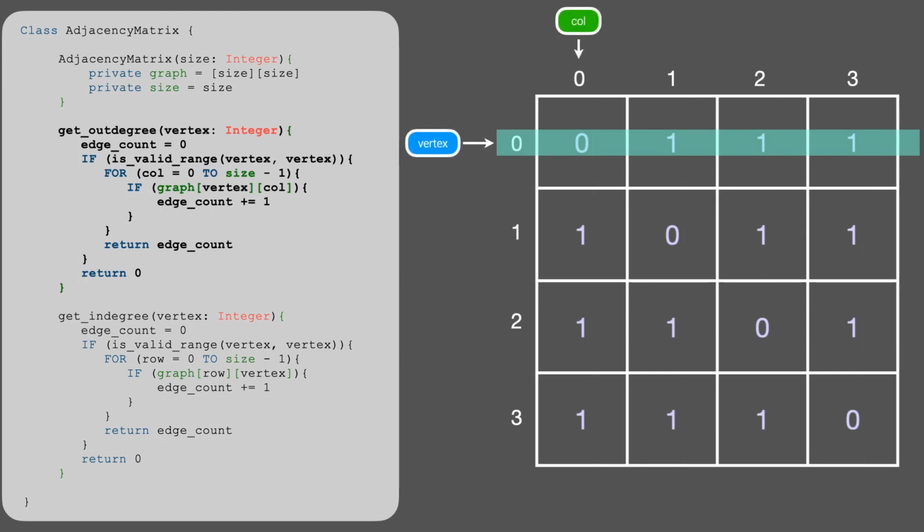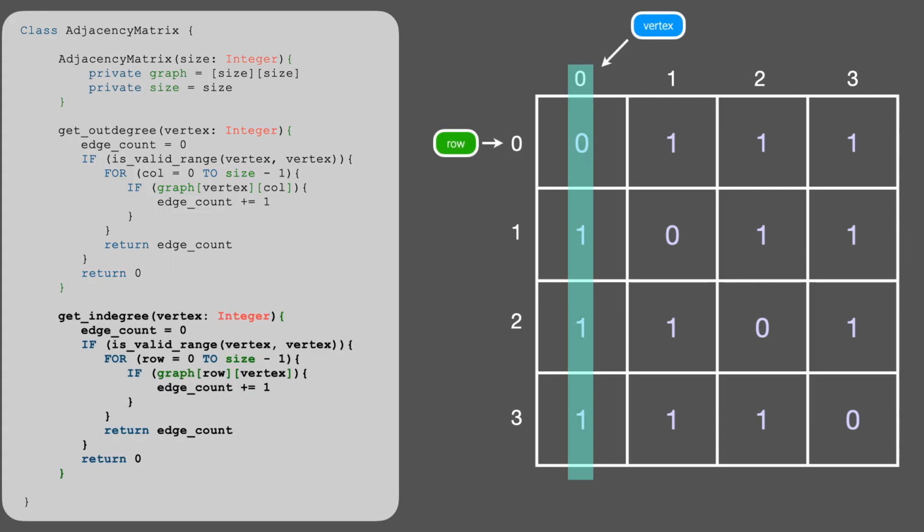Cool. Now moving on to the solution, the Outdegree is the number of outgoing edges from a particular vertex. And in this method, we take in as an argument the vertex or row number we want to get the Outdegree for. And then we loop over the columns along that row, keeping track of a running count. This will give us the number of outgoing edges from that vertex, just like this.